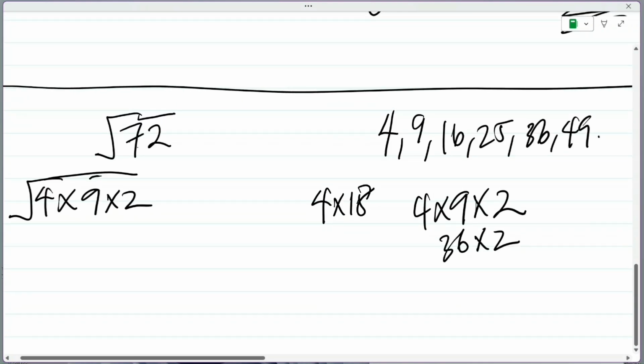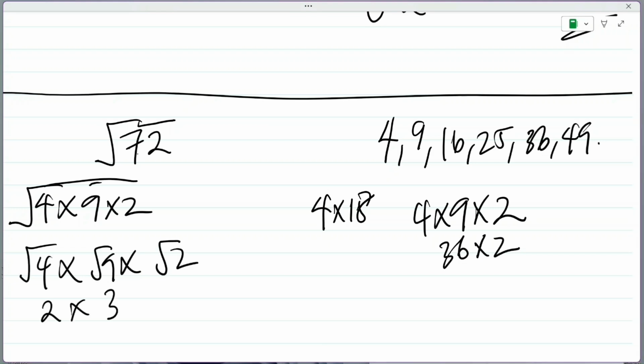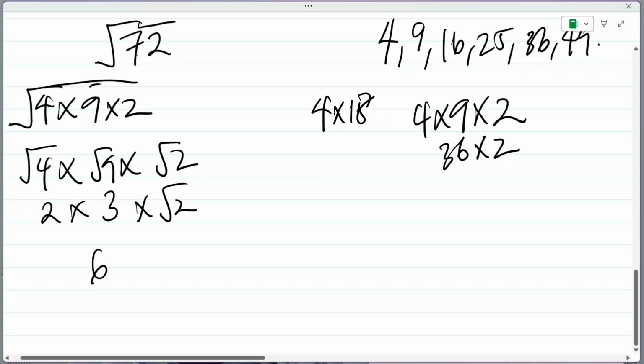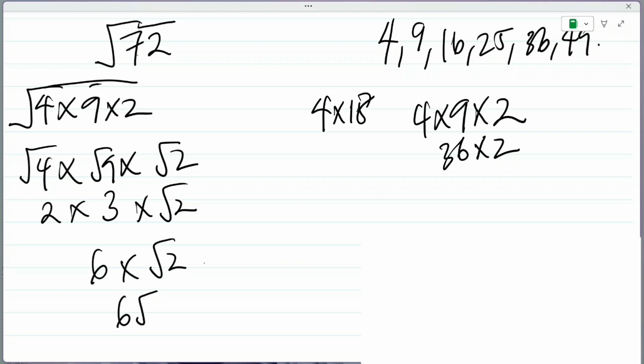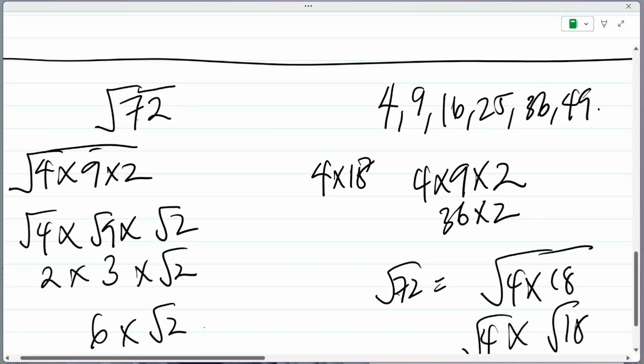Each of them gets their separate square roots. Square root of 4 times square root of 9 times square root of 2. Square root of 4 is 2, square root of 9 is 3. And square root of 2 is a decimal, so you leave it like that. You have 2 times 3 is 6, times root 2 is 6 root 2 in its basic form. That's your final answer.